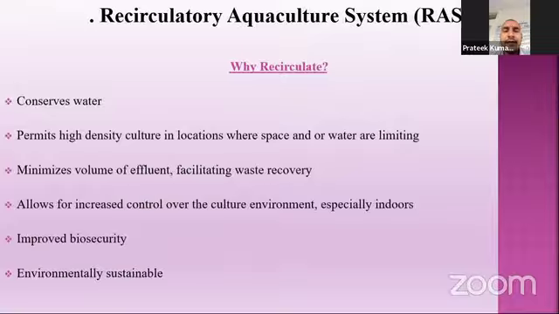Yeah, we can see here why recirculate: conserve water, because we know very well the importance of water. So first, recirculatory aquaculture system. In a recirculatory aquaculture system it is beneficial because it conserves water, permits high density culture in locations where space or water are limiting, minimizes volume of influent, facilitates waste recovery, and allows increased control over the culture environment, especially indoors. It also improves biosecurity and is environmentally sustainable.